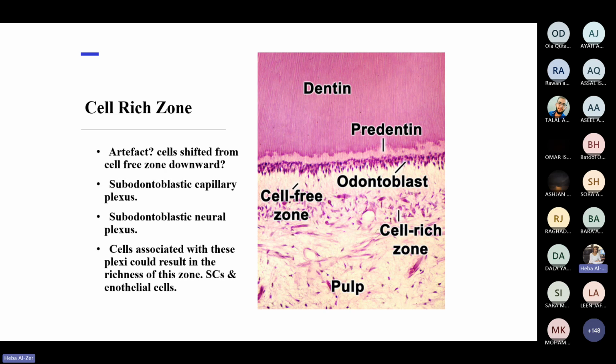Underneath it is the cell-rich zone. You find this area is really full of cells. It's either because the shrinkage that happens pulled the cells from the free zone to the rich zone, making it rich, or because the capillary plexus, the nerve plexus, and a lot of other cells are in these areas, making them rich in cells.